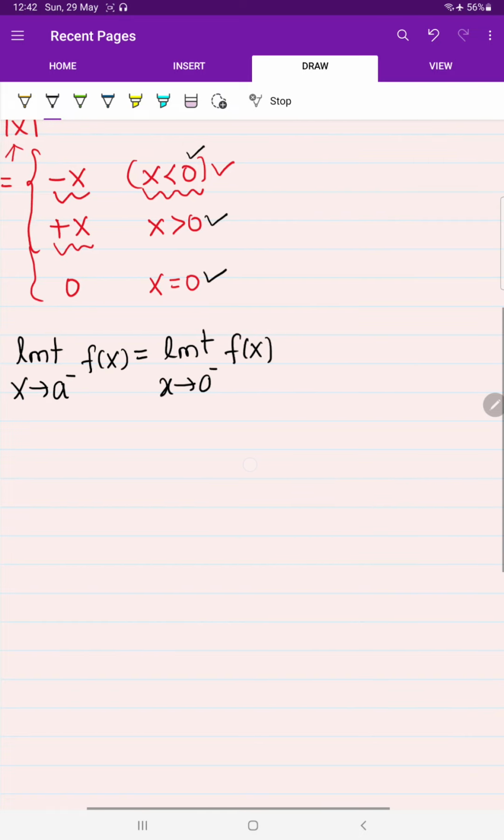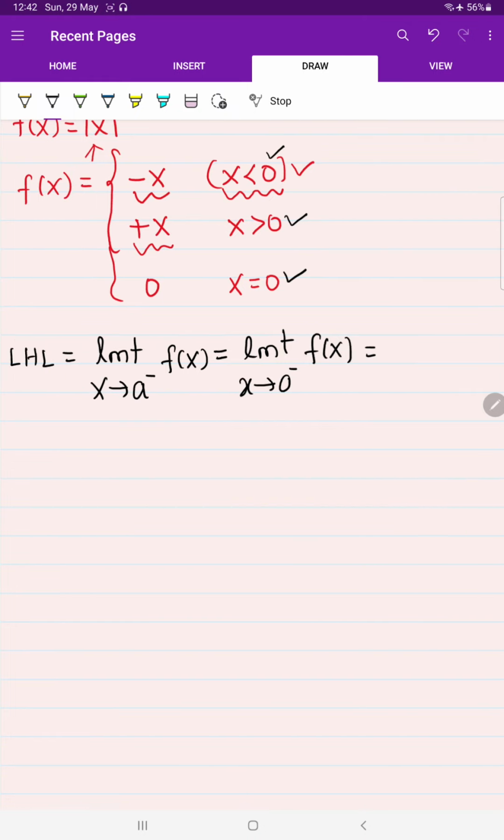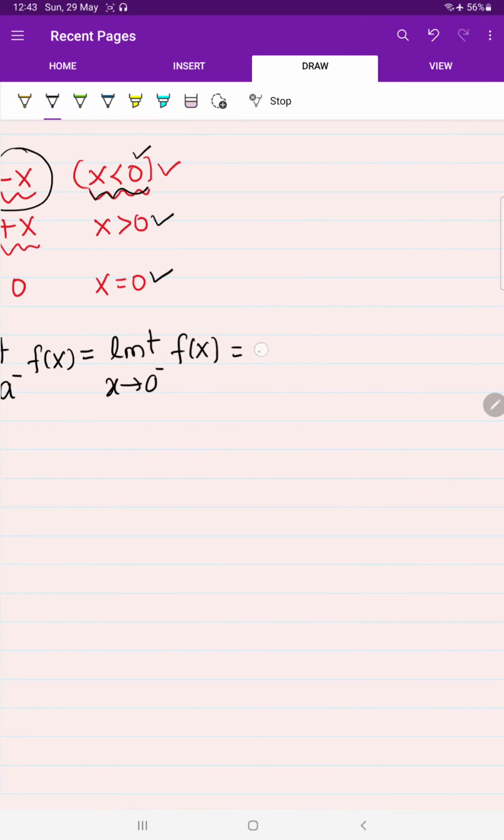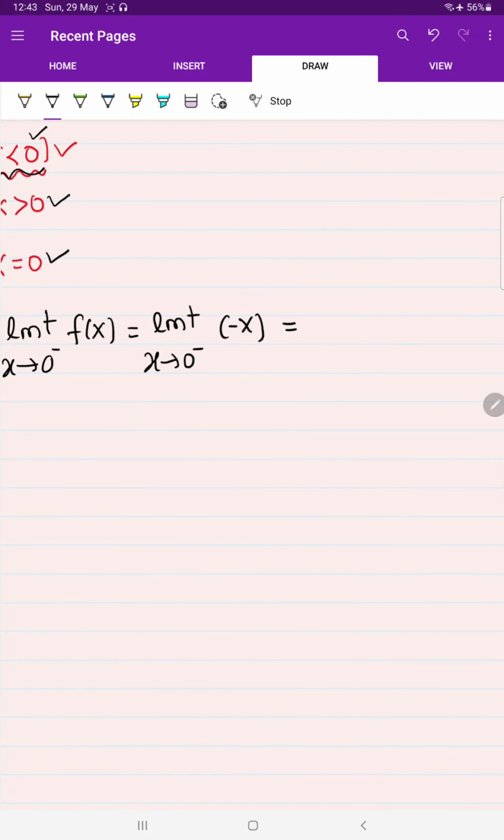When I am defining the left hand side limit, it means the negative zone. Negative zone means when x is less than 0, and when x is less than 0, the value of f of x is minus x. So I substitute that value: limit as x approaches 0 minus, and f of x is minus x. Now tell me what will be the resultant answer.